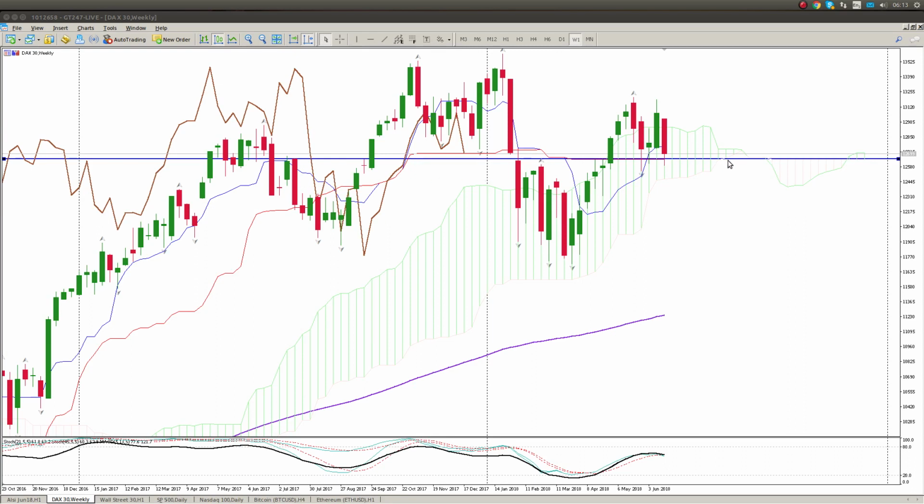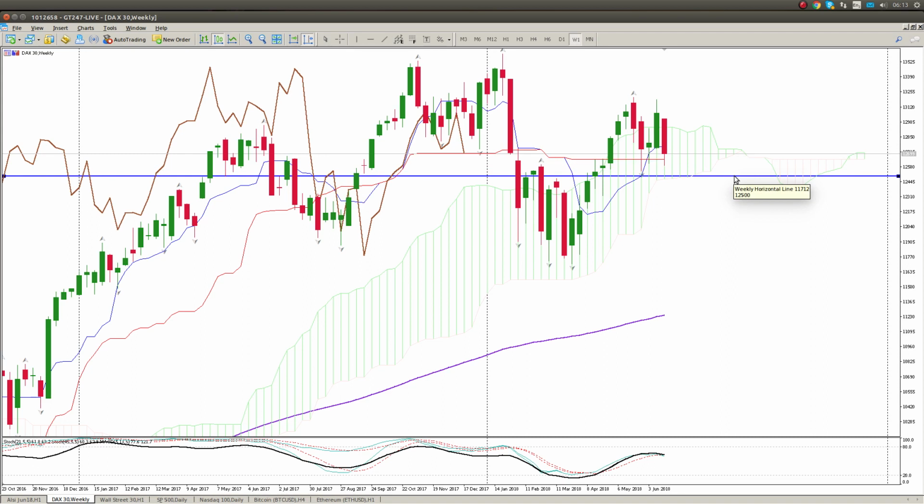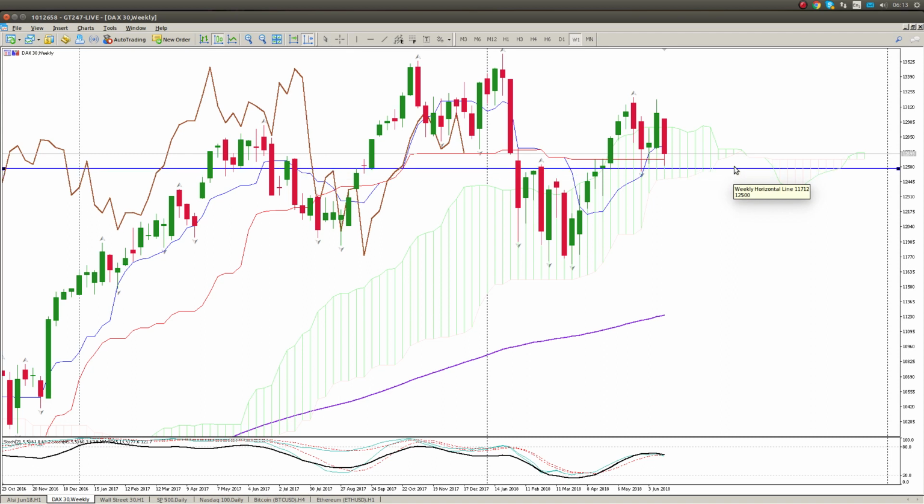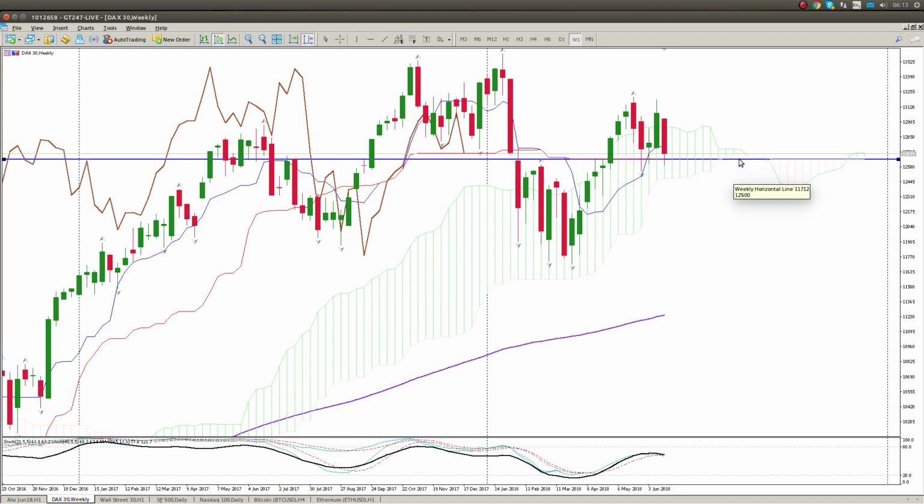Now, I've drawn in this support resistance line, or support line, here right on the weekly Kijun-sen. Okay, the red line there. So that is pretty much where price is bouncing off at the moment. Okay, now the weekly is giving us two very clear views.